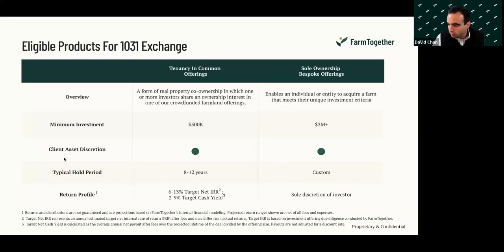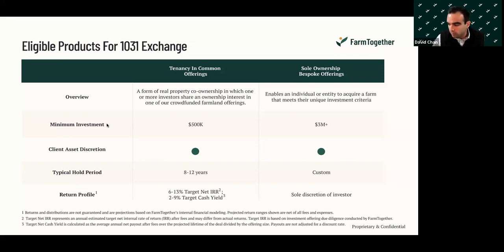For Farm Together, we have 2 products that are eligible for 1031 exchange: the tenancy in common product and sole ownership or bespoke offerings. Tenancy in common, or TIC, offerings are essentially partial ownership of real property. And so they have a lower minimum. So we're able to offer those investment products to investors at a lower minimum than what a sole or bespoke offering would be, which would be a sole ownership of a property.